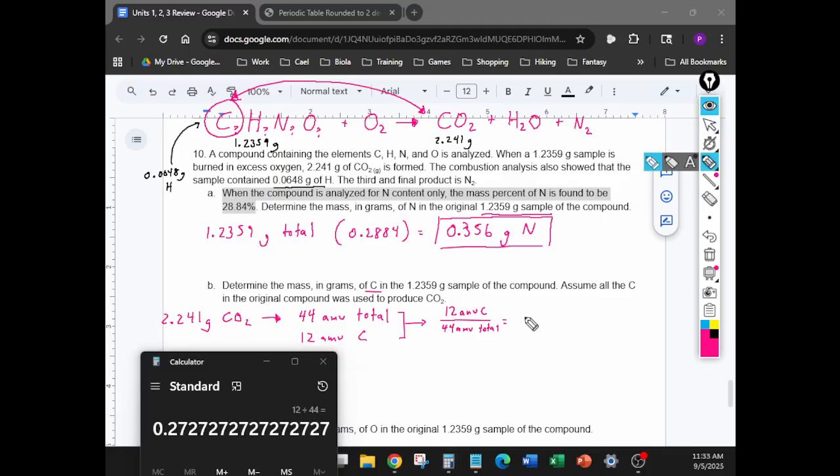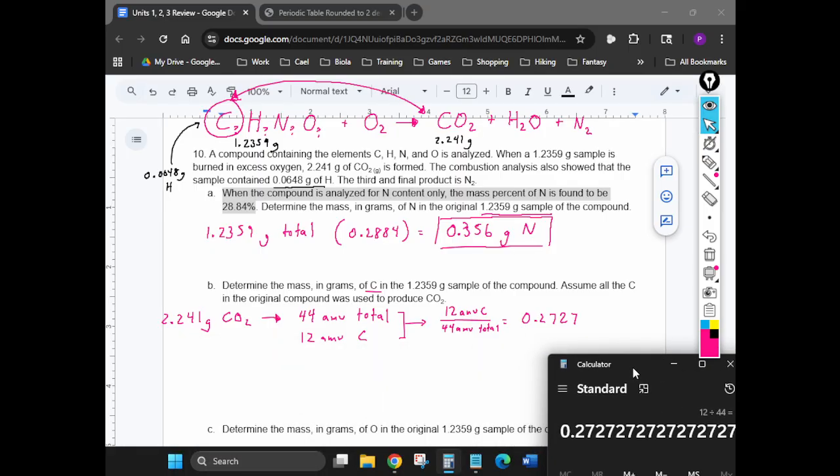Okay, so about 27%. All right, any questions on that setup? Okay, we found the molar mass of CO2 and carbon, and we just divide them to figure out what percentage of the total is just carbon.